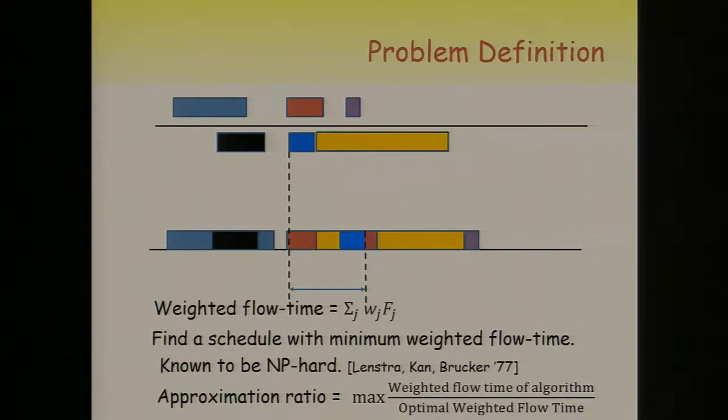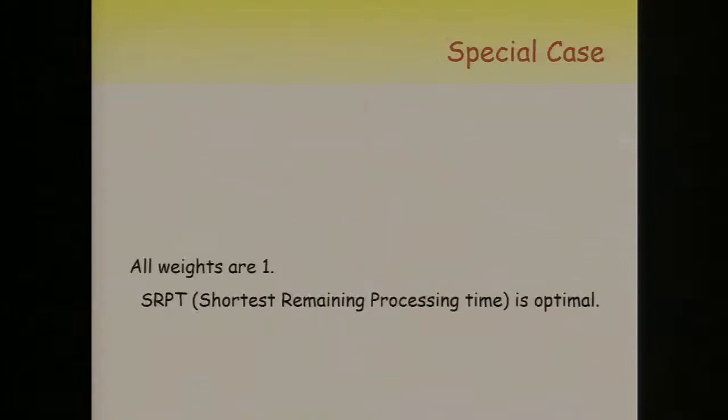All right, so let me go over what is known about this problem. Let's start with some special cases. The simplest case is when all the weights are 1. In this case, we teach in undergraduate algorithms that a very simple algorithm called shortest remaining processing time, SRPT, turns out to be optimal. Let me explain what this algorithm is. At any point of time, you look at all the jobs that are remaining, and you take the job for which the remaining time is as small as possible. You schedule that job next.